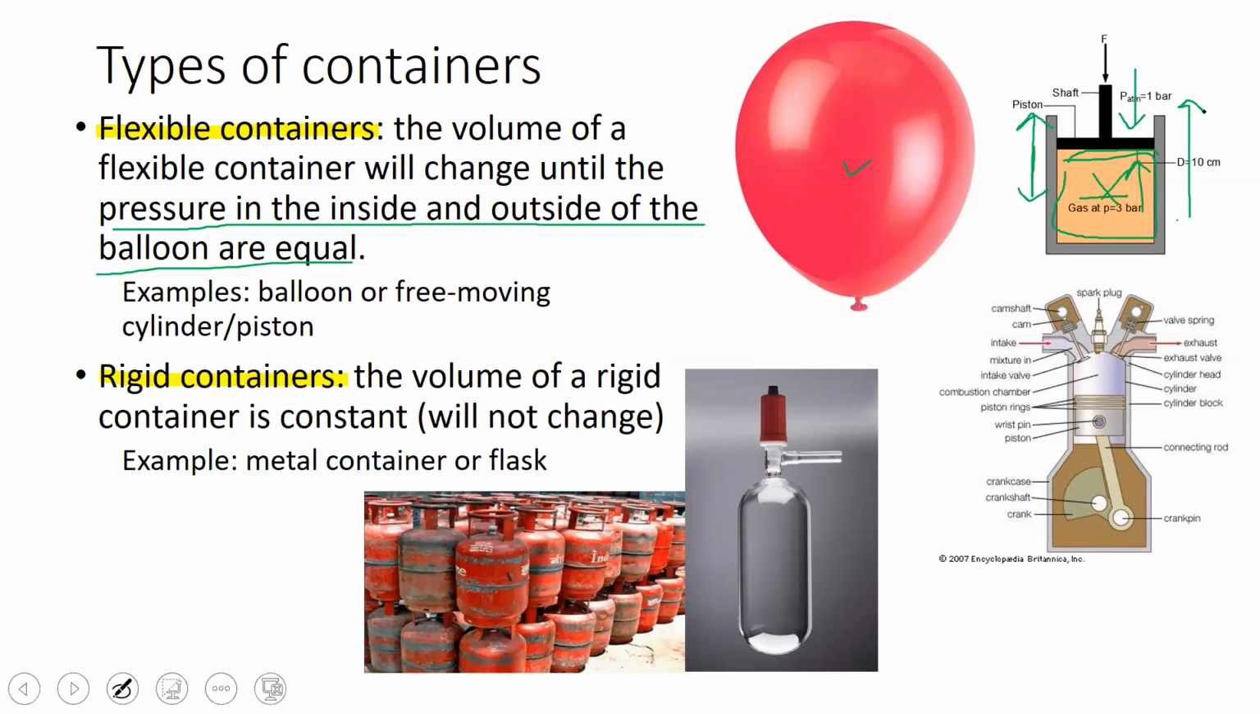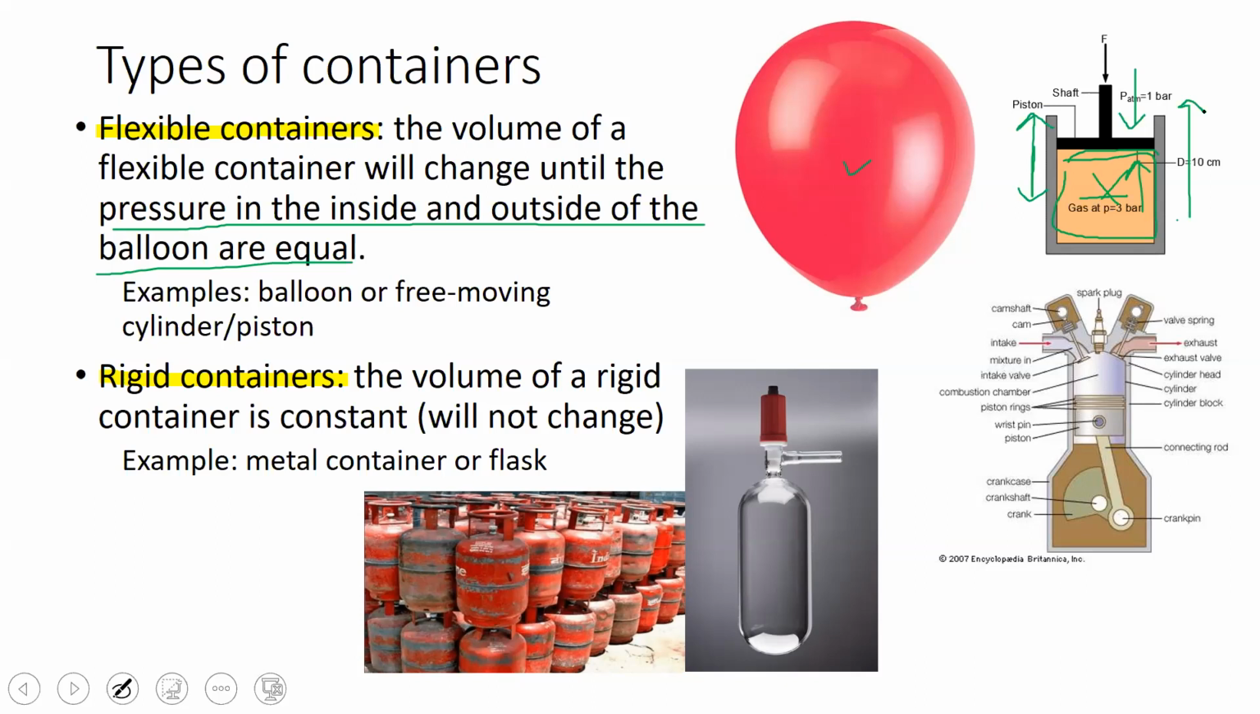In a balloon, we know it can expand and contract depending upon the pressure. Again, the pressure on the outside of the balloon is coming from the atmosphere. The pressure from the inside of the balloon is coming from the gases on the inside. And so those are going to be containers that have a volume that can change.